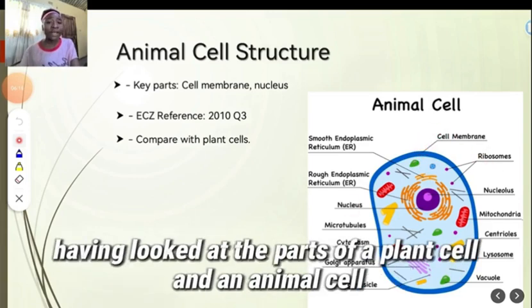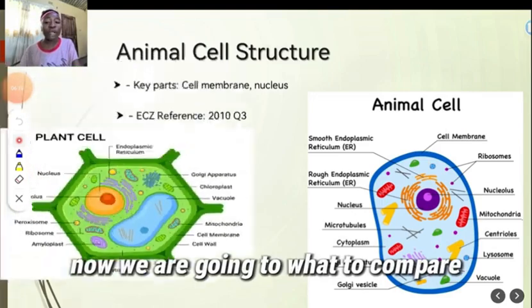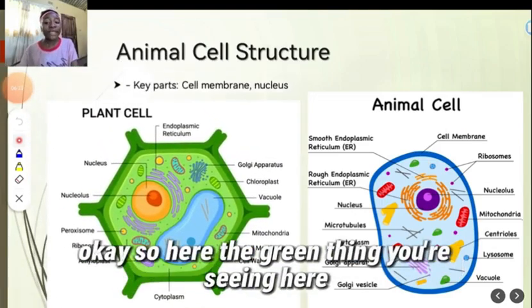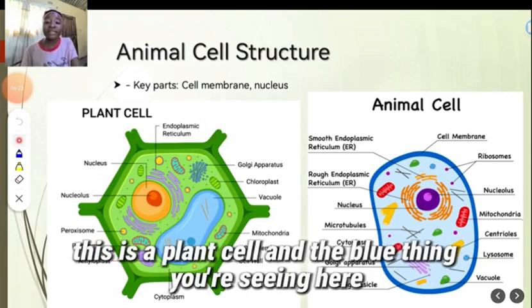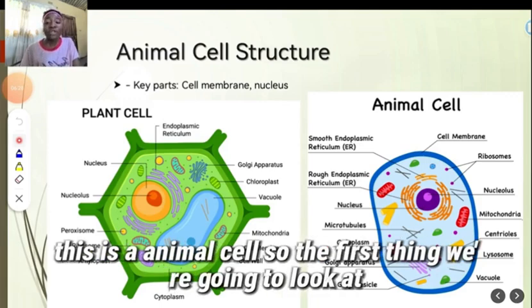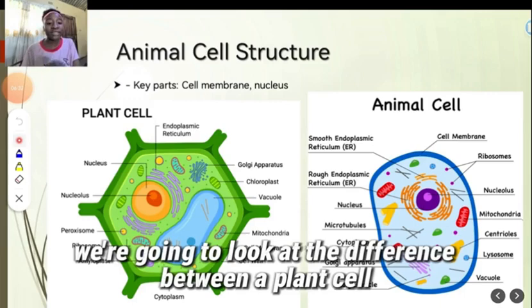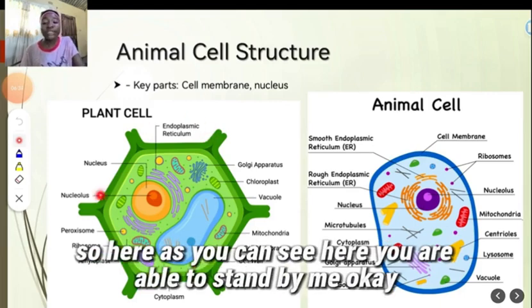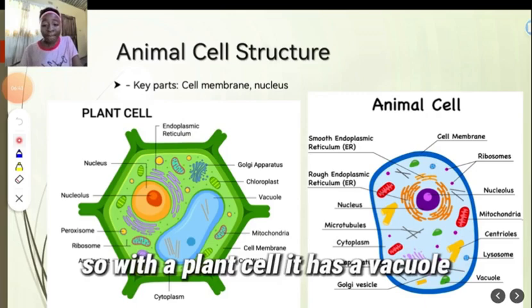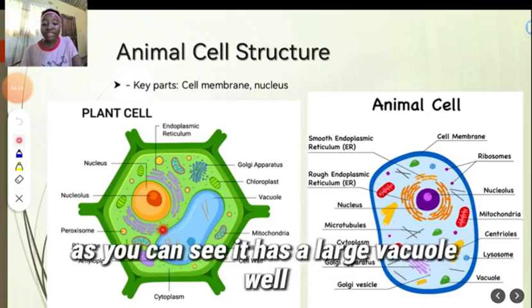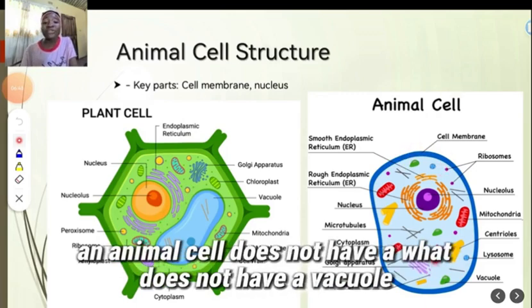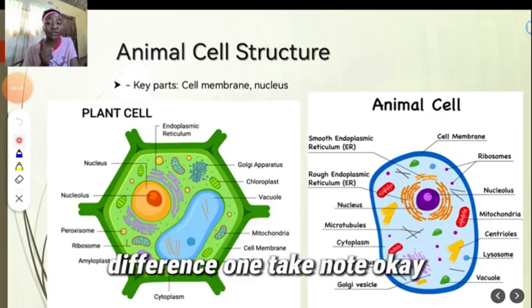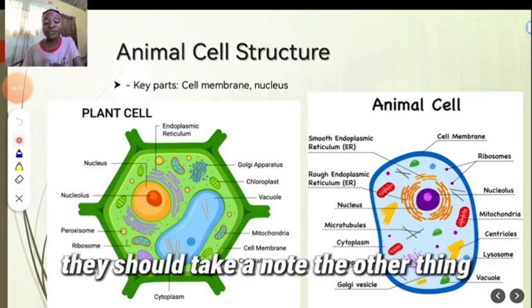Having looked at the parts of the plant cell and an animal cell, now we are going to compare. The green thing you are seeing here is the plant cell, and the blue thing you are seeing here is the animal cell. The first thing we're going to look at is the difference between a plant cell and an animal cell. A plant cell has a vacuole, as you can see, a large vacuole, while an animal cell does not have a vacuole. Difference one, take note.